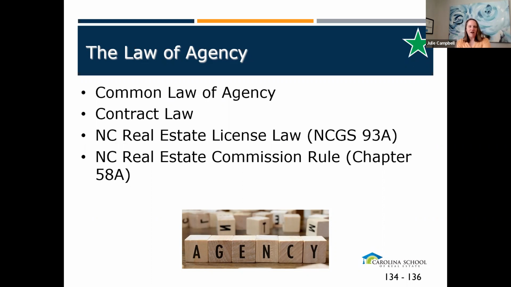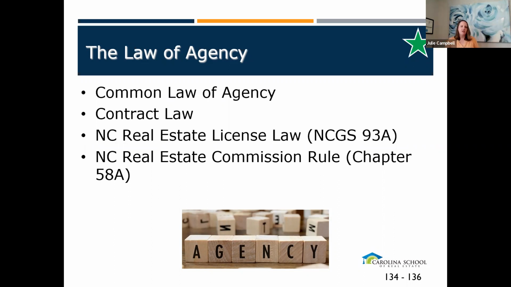So contract law, throughout the years, various court cases, various court rulings. The best example we have is that Adena lawsuit. The law of agency also comes to be by North Carolina Real Estate License Law. Like we said, that's a North Carolina General Statute. NCGS is North Carolina General Statute. Set up, created by the government, our state government.